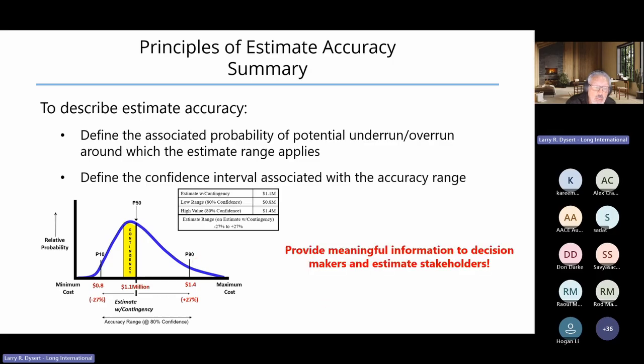We want to make sure that we convey meaningful information to decision makers and to all the estimate stakeholders. And that implies that we're going to talk about the uncertainty associated with our estimate, in addition to conveying information about our level of estimate accuracy.